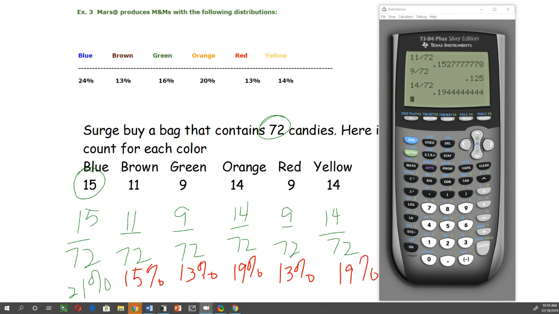Then answer the questions. Are these percentages a good estimate for what the percentages put out by the Mars company is? So just answer those questions. So this is what you've got to do for your work. And answer the question, based on the percentages. Do these percentages represent what Mars says should be in the bag? If not, tell me why. If so, again, tell me why.